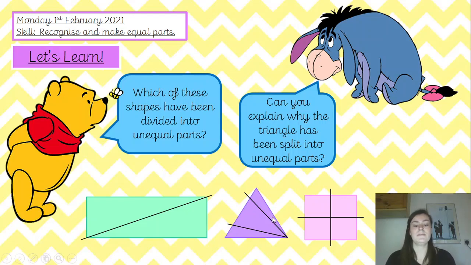Again, this middle section is much bigger than the 2 outside sections. So it's not equal, it's not fair because they are not all the same. Well done if you said that.